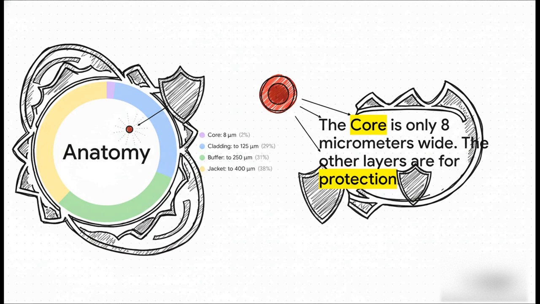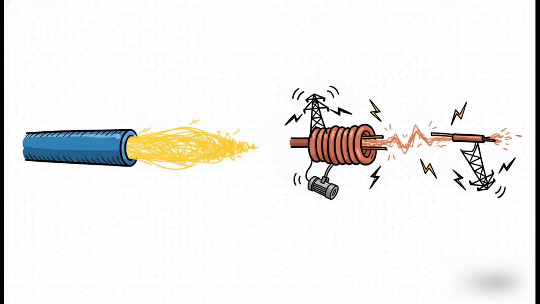Okay, get ready for this because the scale is mind-boggling. Look at this breakdown. The core, the part that's actually carrying all the light, all the data, is only 8 micrometers wide. To put that in perspective, that is smaller than a single human red blood cell. It's insane. Everything else you see here, the cladding, the buffer, the jacket, that's all just protection for that impossibly tiny, incredibly precious core.